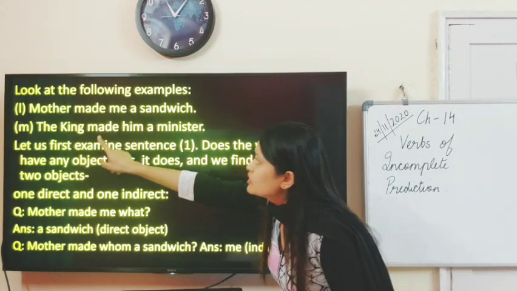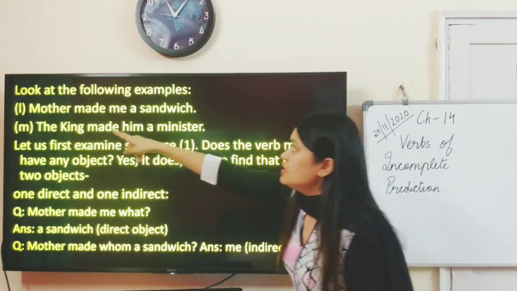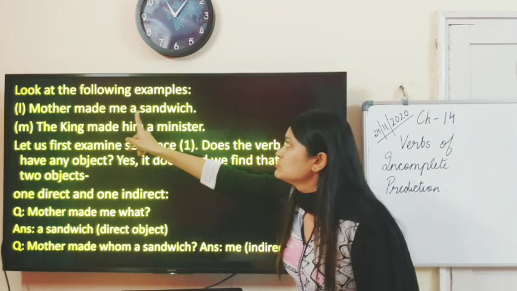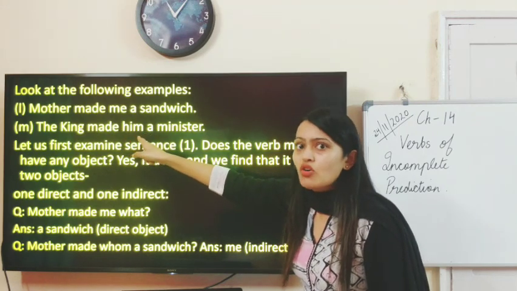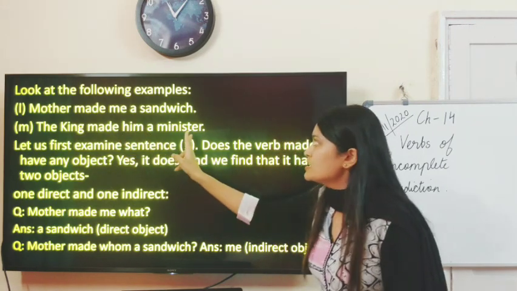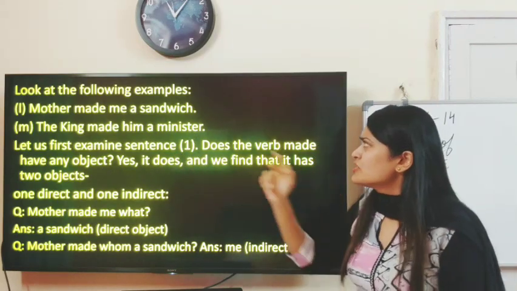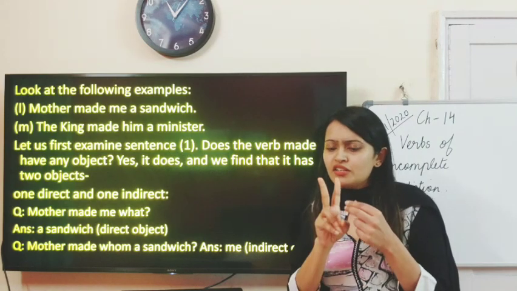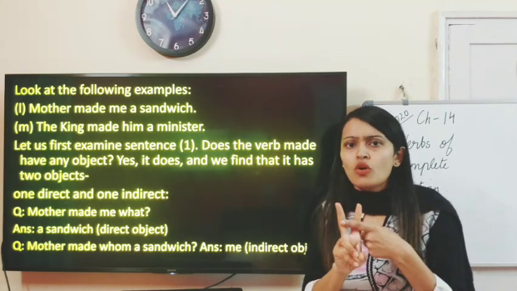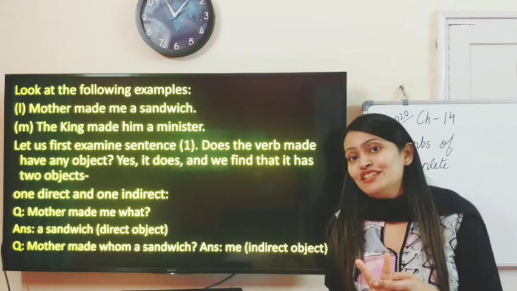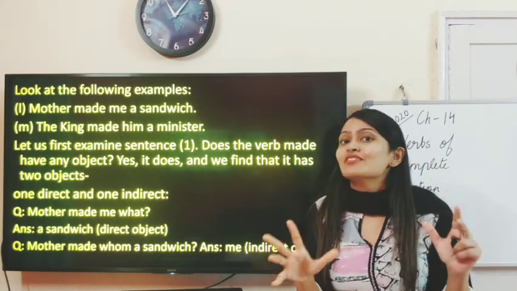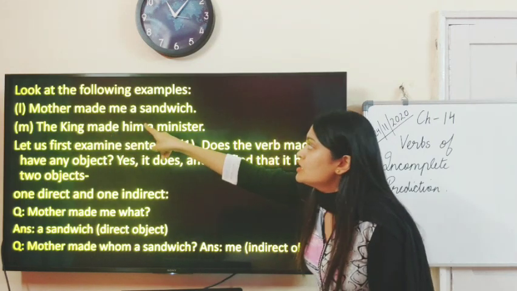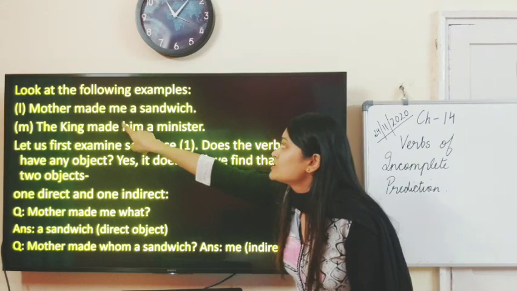Second example, children: The king made him a minister. The king is the subject. Made is the verb. Made whom? Him. Him is the object. Made him what? A minister. So at first glance, you will think there are two objects, him and minister, right, children? Made him, and it is answering the questions whom and what. But children, you have to see carefully. I'll show you the other side of the explanation. King is the subject. Made is the verb. Made whom? Him. Him is the object.